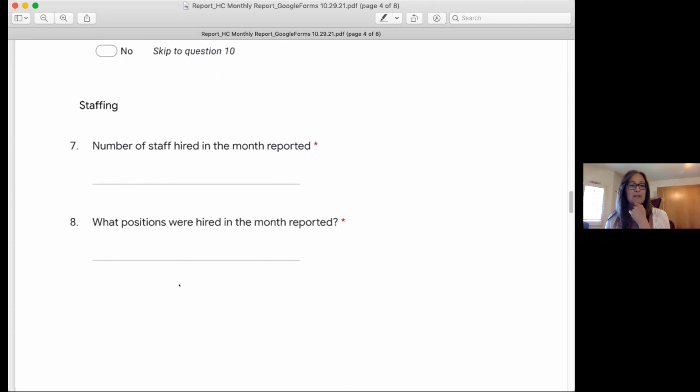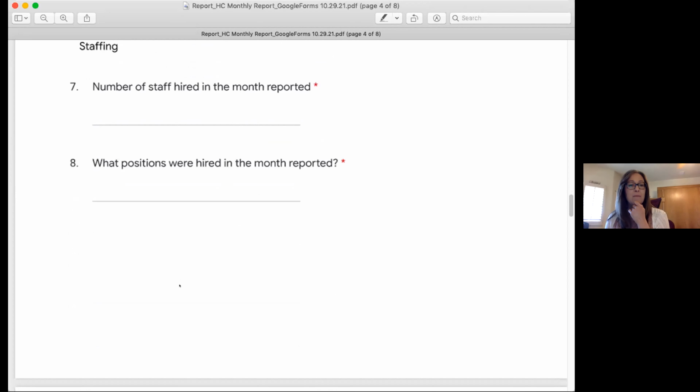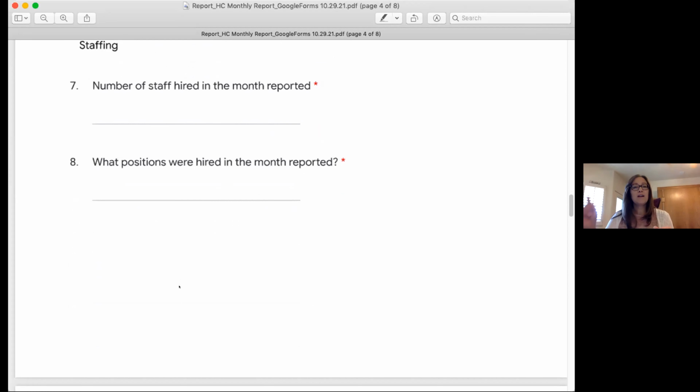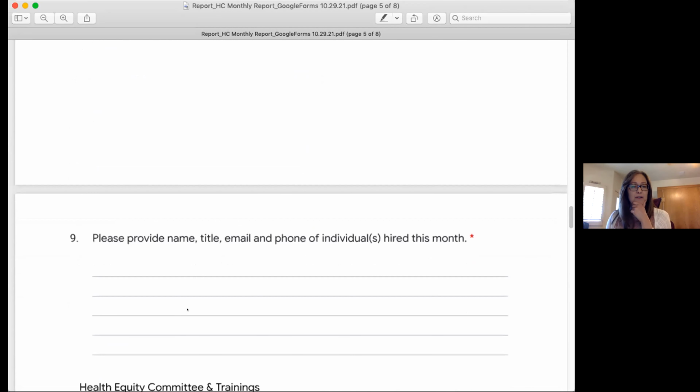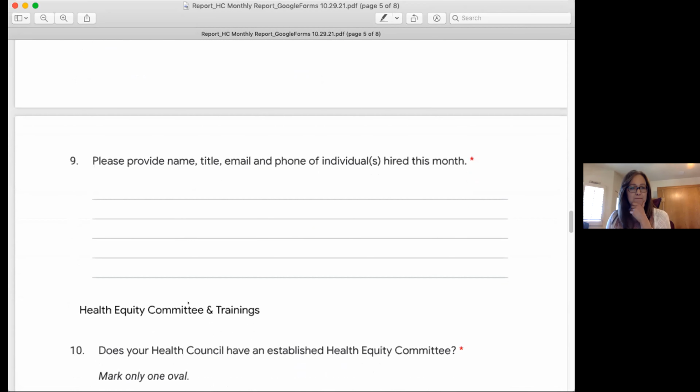Okay, here you would put the positions that you hired in the month that you're reporting, just in the month that you're reporting. So if you hired someone on November 3rd, you would save that for the November report. If you hired somebody in the month of October, you would put it in the first one. Okay, here you're going to provide their complete name, their title, their email, and their phone number for all the individuals hired for the reporting month.